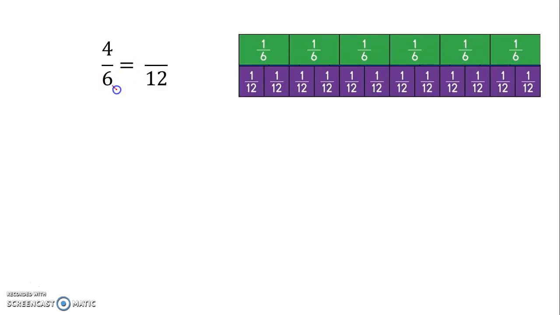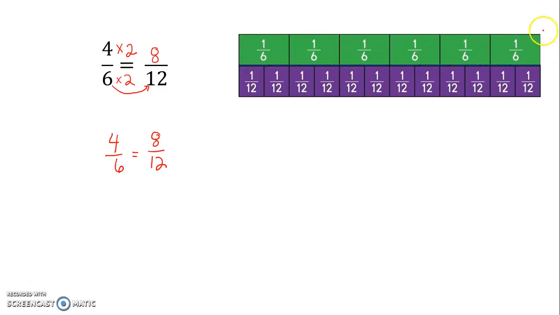Well, if I look at my denominator, I say, okay, 6 times 2 is 12. If I'm going to multiply the denominator by 2, I must also multiply the numerator by 2, so that I'm just multiplying by a fancy form of 1. 4 times 2 is 8. Therefore, 4/6 represents the exact same number as 8/12ths.